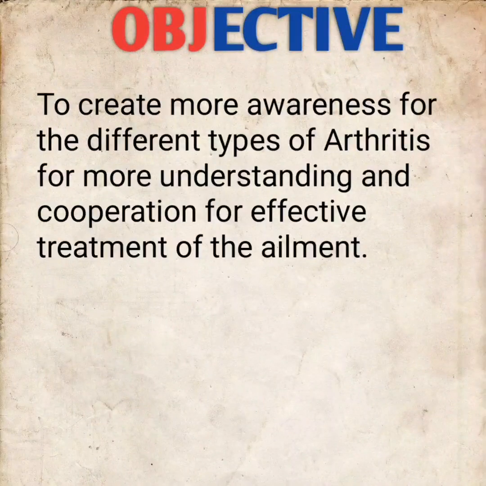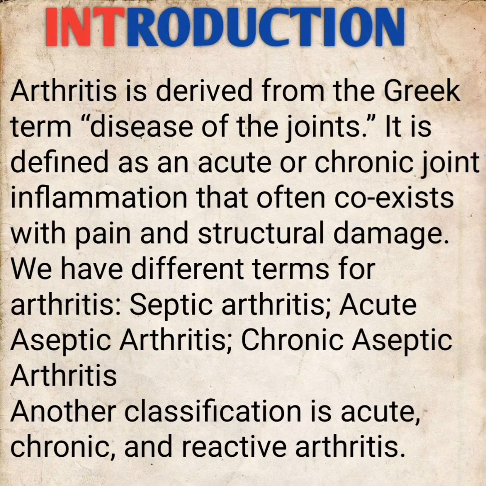Yes, I had earlier stated the objective, but nevertheless, the objective is to create more awareness for the different types of arthritis, for more understanding and cooperation for effective treatment of the ailment. Now, the introduction. Arthritis is derived from the Greek term for disease of the joints. It is defined as an acute or chronic joint inflammation that often coexists with pain and structural damages.